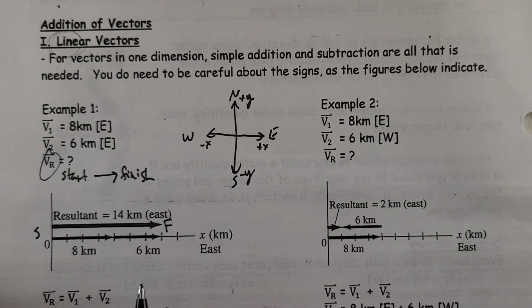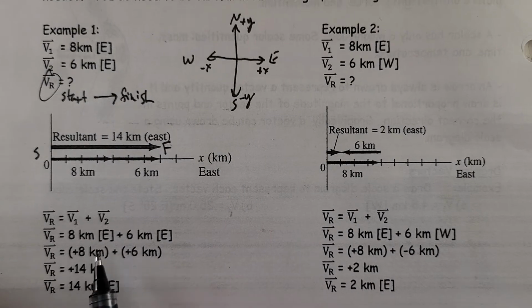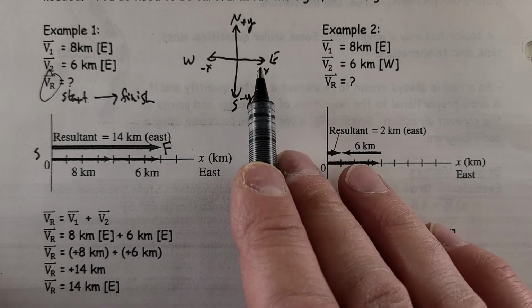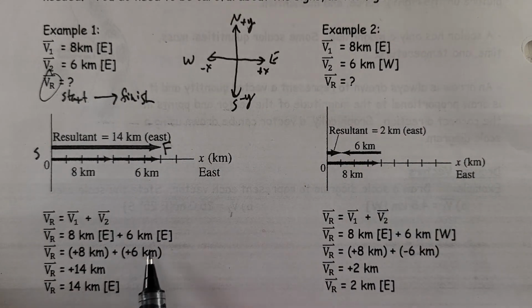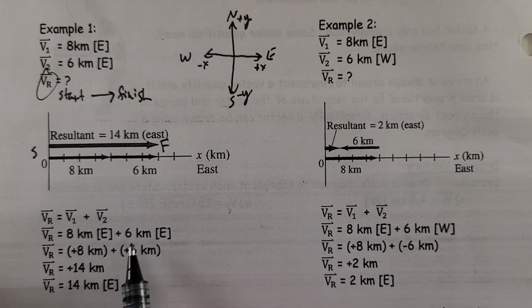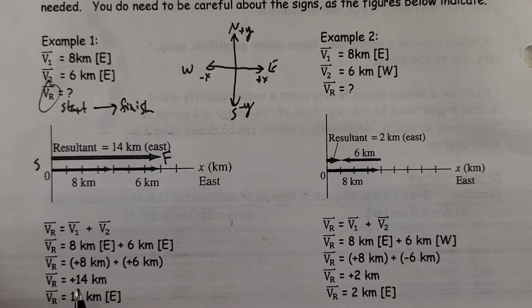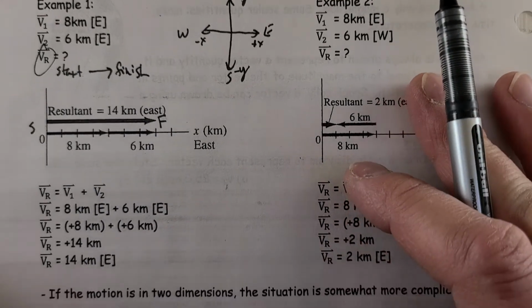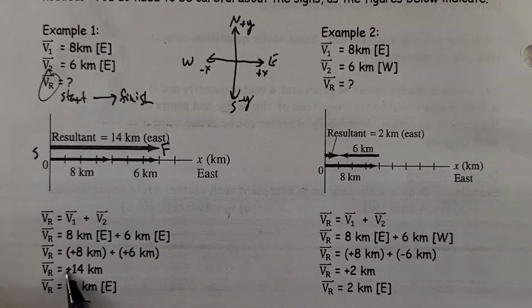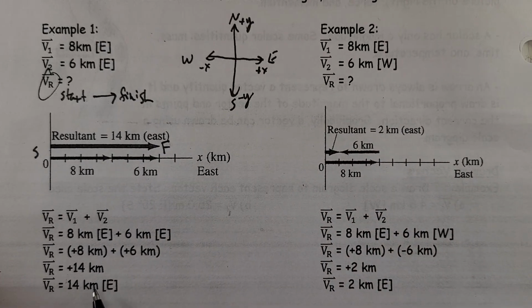So from here to here, of course 8 kilometers east is the same thing as positive 8 on the x-axis. 6 kilometers east is the same thing as positive 6 on the x-axis. So plus 8 and plus 6 is plus 14. And of course plus on the x-axis represents east.